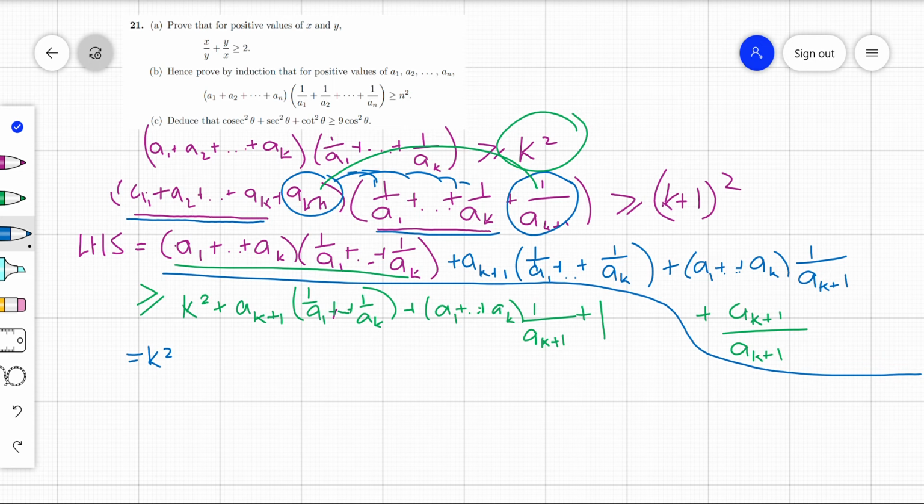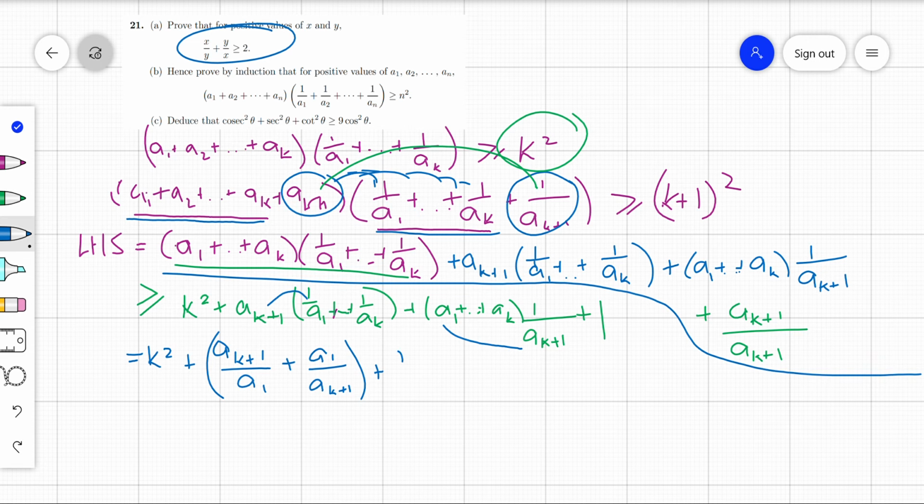So we've got the k squared. Now if I separate these terms, because remember I'm trying to use this, if I take that a k plus 1 on the a1, and at the same time take this a1 on the a k plus 1, then it looks like x on y plus y on x. And then if I take the next one, so again, this next one would be a k plus 1 on a2, and this next one would be a2 on a k plus 1.